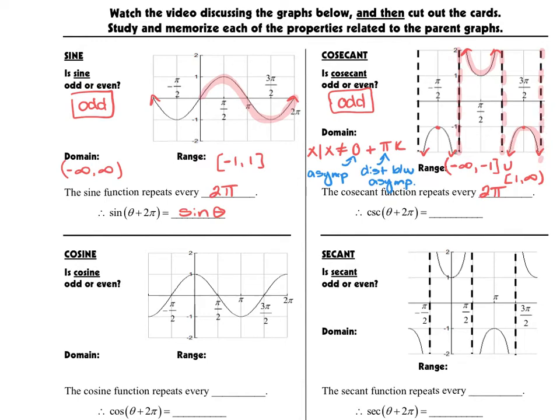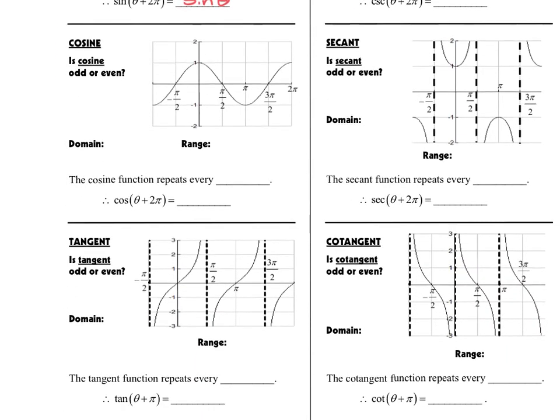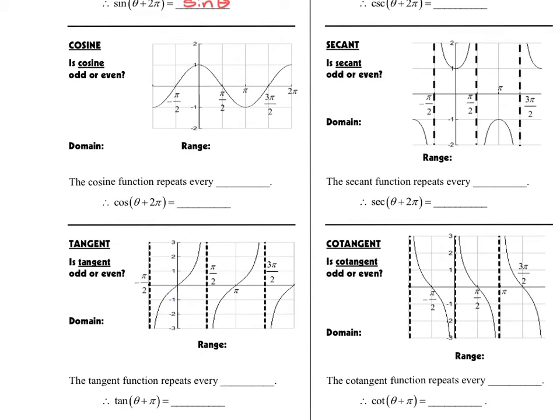Okay. Now, cosine and secant are going to be very similar, so this one might even go a little bit faster. First we're going to think about odd versus even. The cosine function, we can see, has this nice y-axis symmetry. It's exactly the same on each side of that y-axis. Again, if you want to put your arrows there, that's often helpful. So cosine is going to be even.